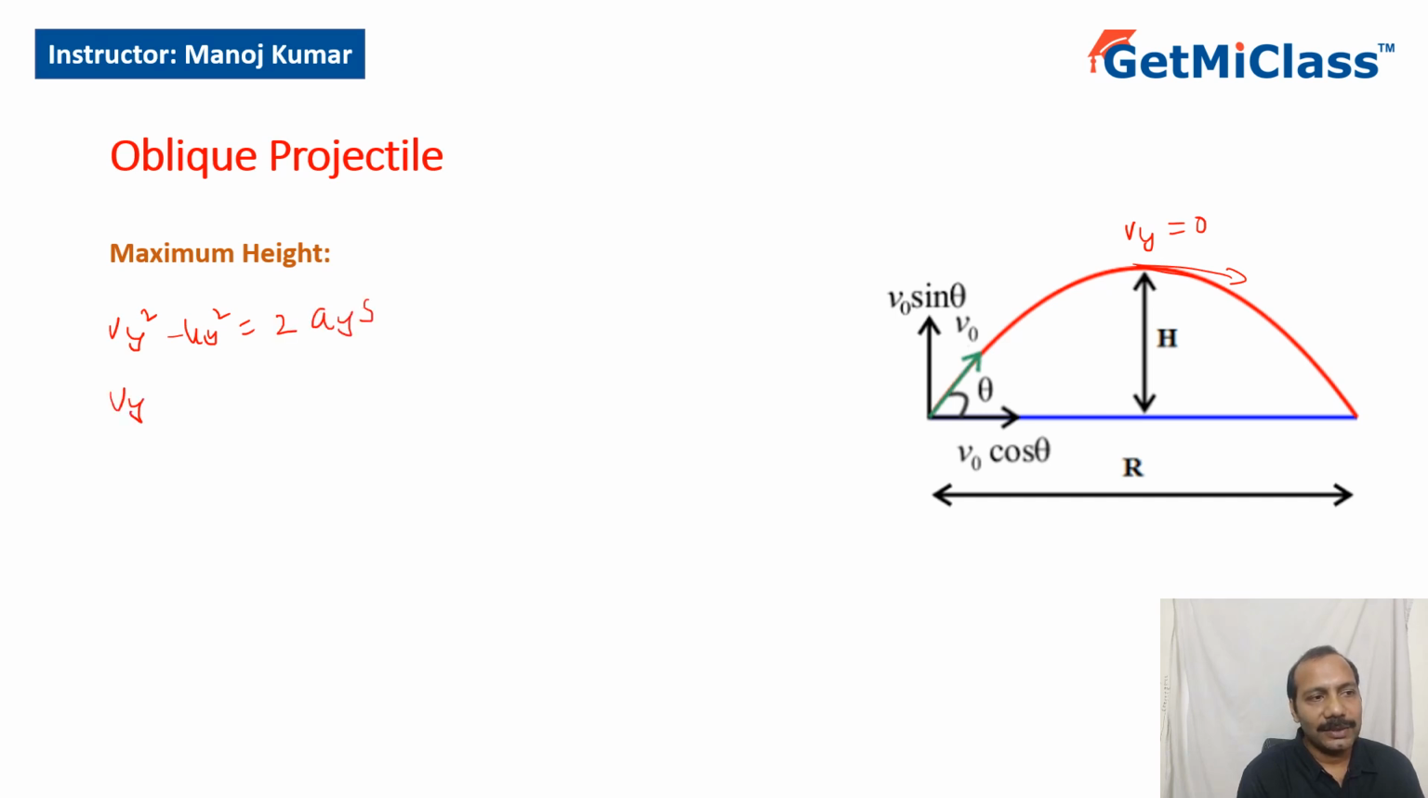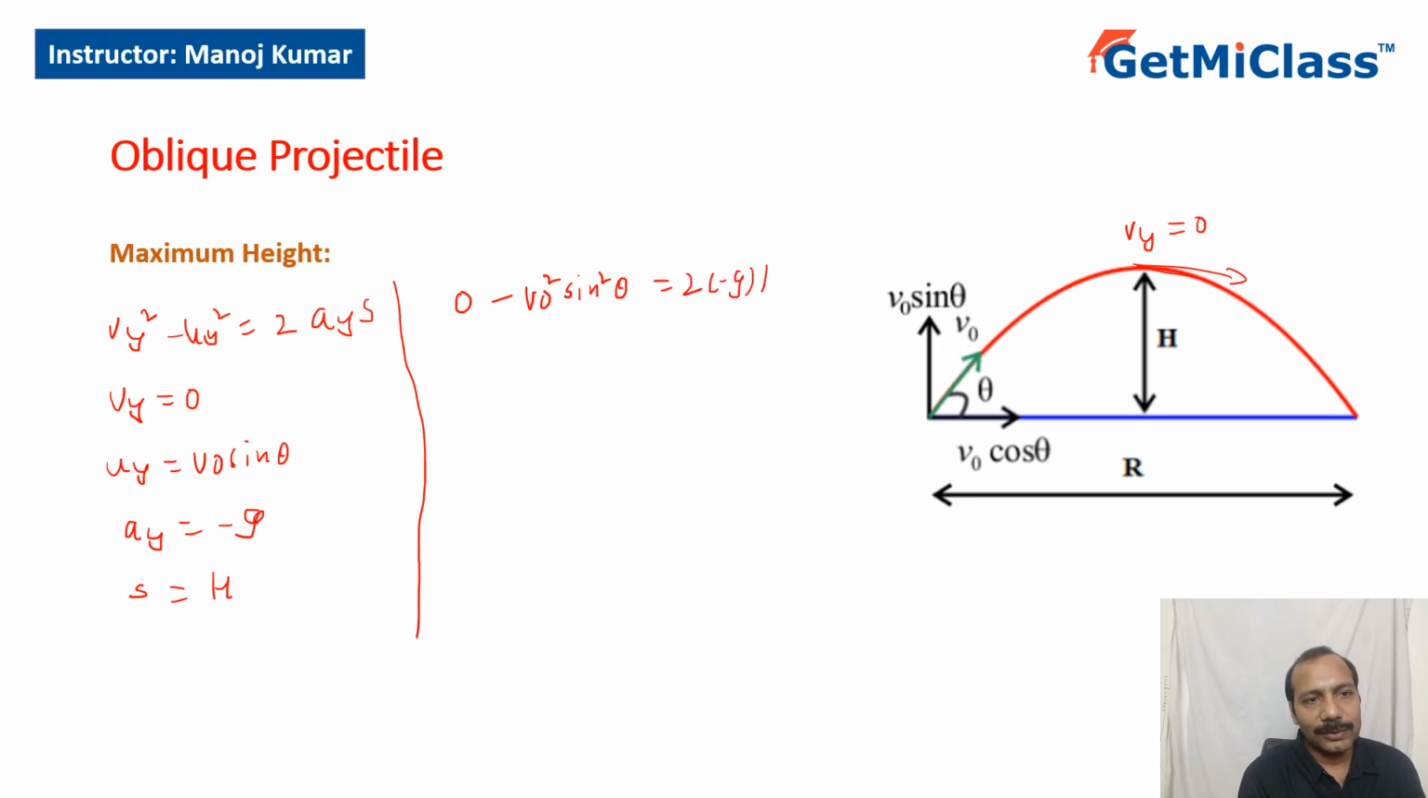So vy, we know, is 0. Uy is v naught sin theta. Ay, as we know, is minus g. And s, that is the displacement, is h. Let's substitute everything. That will give me 0 minus v naught square sin square theta equal to 2 into minus g into h. So from this I'll get h equal to v naught square sin square theta by 2g. So the maximum height attained by a projectile is v naught square sin square theta by 2g.